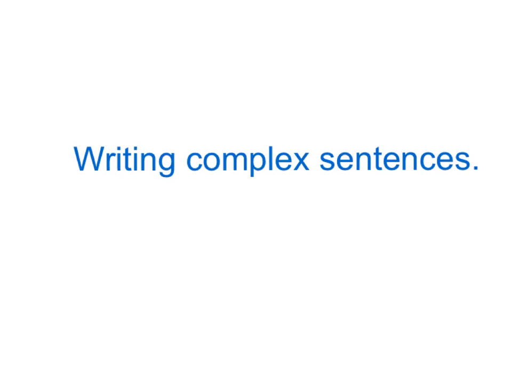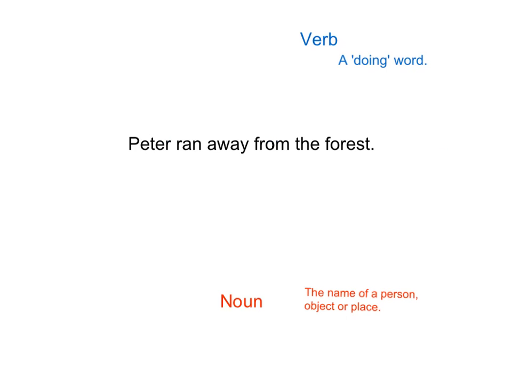So, this is about writing complex sentences. So, first of all, we'll start off with a simple sentence. Peter ran away from the forest. And the first thing we need to do if we're going to write complex sentences is to identify the different parts of the word. So, first of all, let's have a look at where the nouns are in the word.